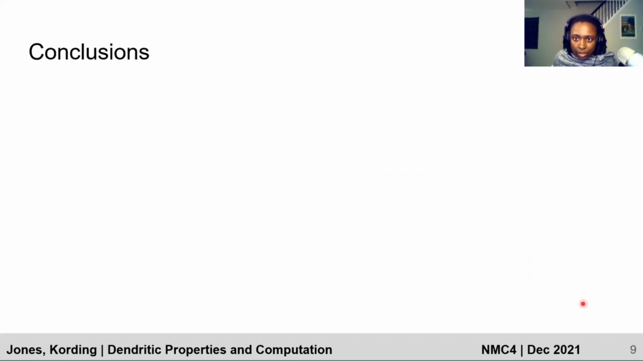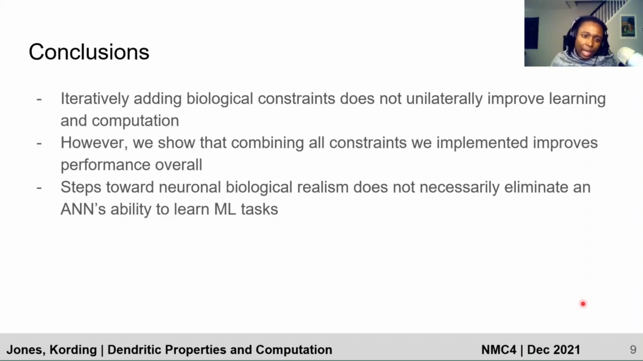In conclusion, iteratively adding biological constraints does not unilaterally improve learning and computation. However, we show that combining all constraints we implemented improves performance overall. Steps toward neuronal biological realism do not necessarily eliminate an ANN's ability to learn ML tasks.